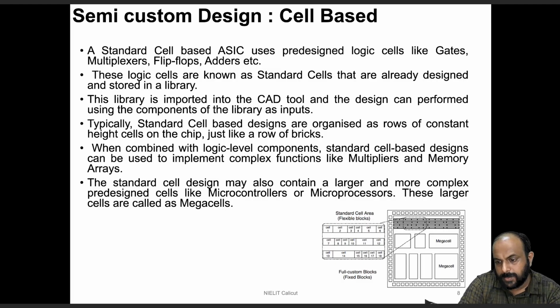These libraries will be made available by the fab and imported to the CAD tool in which the ASIC is designed, and the design can be performed using the components from these libraries as inputs. Typically, standard cell library designs are organized as rows, as you can find in the picture. The standard cell heights are typically constant, just like when you are building a house, you will be having rows of bricks.